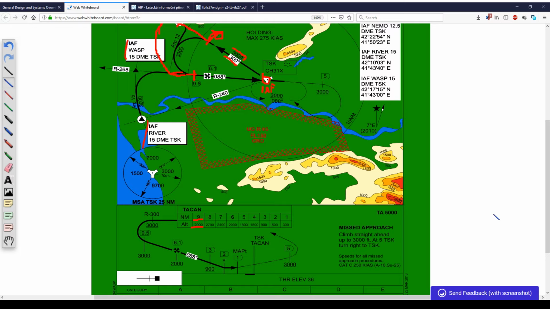And I can imagine that this is the most important because it's the first one. If you miss the first one, then you have to abort the landing and start again.